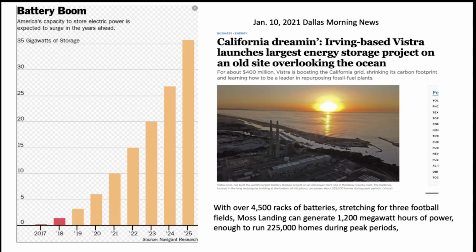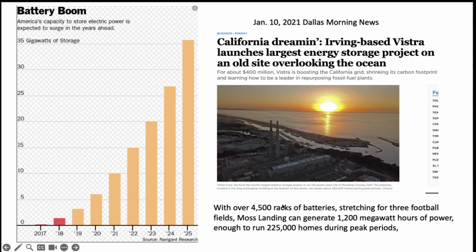So this is an Irving-based company called Vistra, a very successful electricity generating company, and they took an old coal-fired power plant. This is near Monterey, California, and they turned it into a big battery storage facility. So when I started teaching this course, 2021 was the first time, and this is where we are in 2025. The battery storage is increasing rapidly.